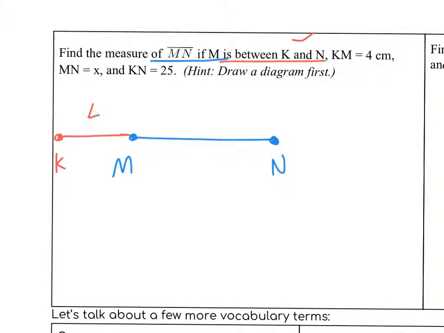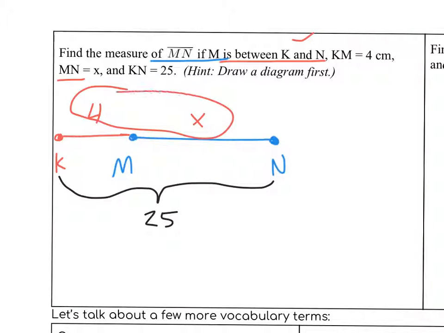KM is equal to 4. MN is equal to x. And KN, I'm going to use a brace here to show this whole thing is equal to 25. And when I draw that, hopefully pretty easily I can see that these two pieces, the two segment parts, are going to make 25 together. And you might jump and say, oh man, I know that's got to be 21.